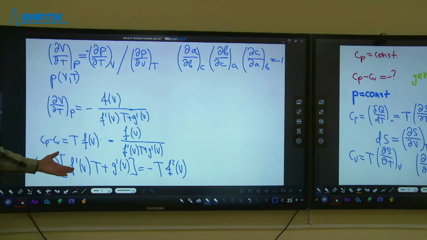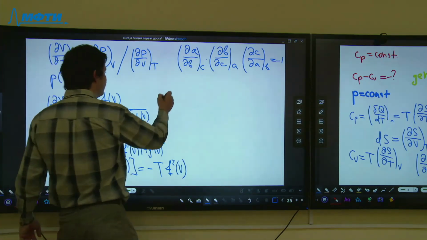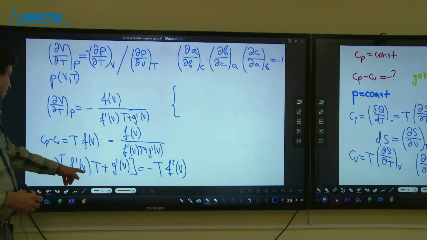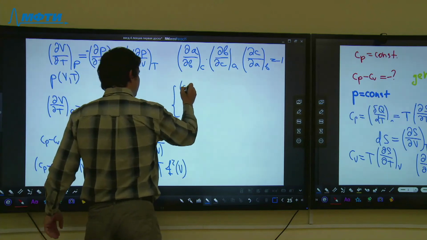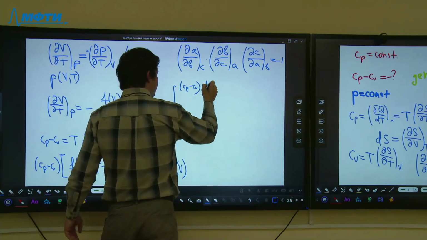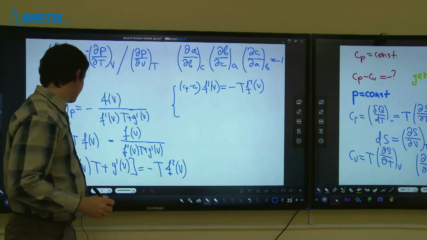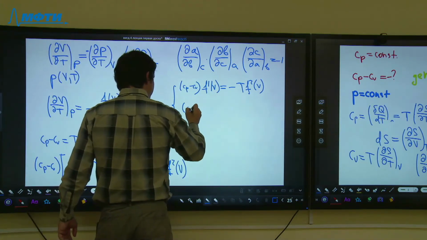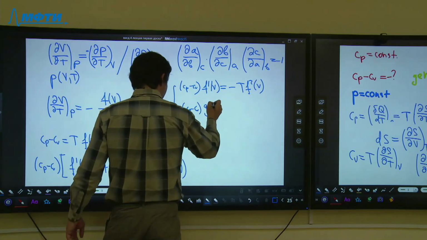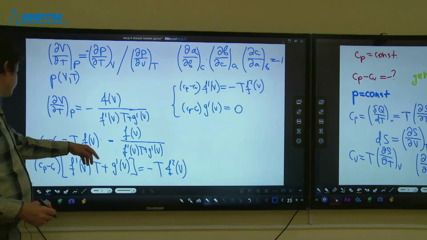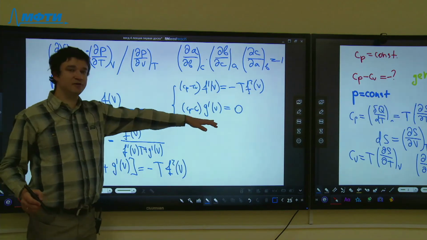Now, once again, I have a linear function with respect to T on the left-hand side and right-hand side. So if I want them to be equal to each other, I need to make sure that the coefficients before the T coincide and the free coefficients also coincide. So that gives me again two equations. Cp minus Cv times f prime of V equals minus T f squared of V. And finally, Cp minus Cv times g prime of V equals 0. So this makes the second equation to be the easiest one to solve.